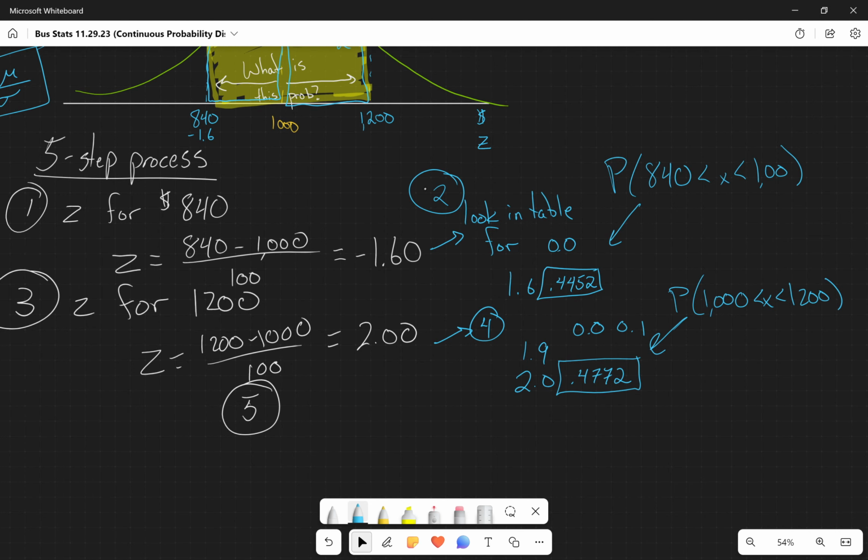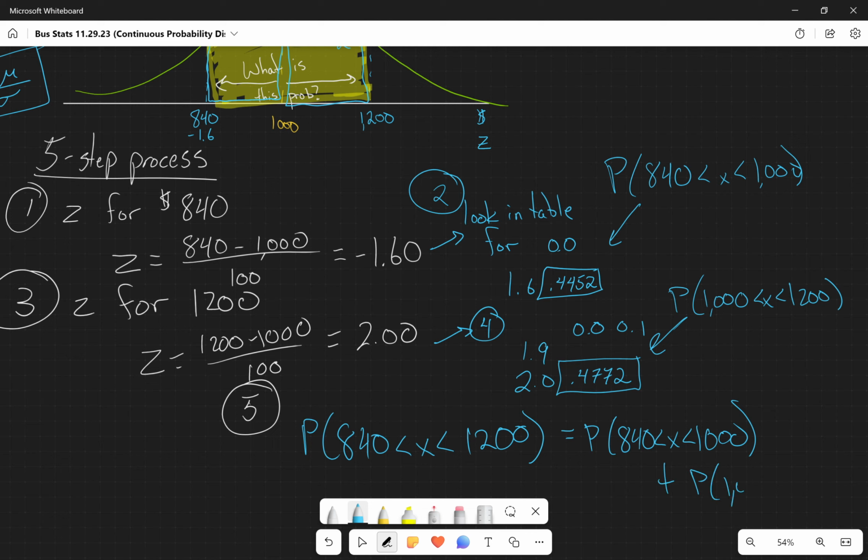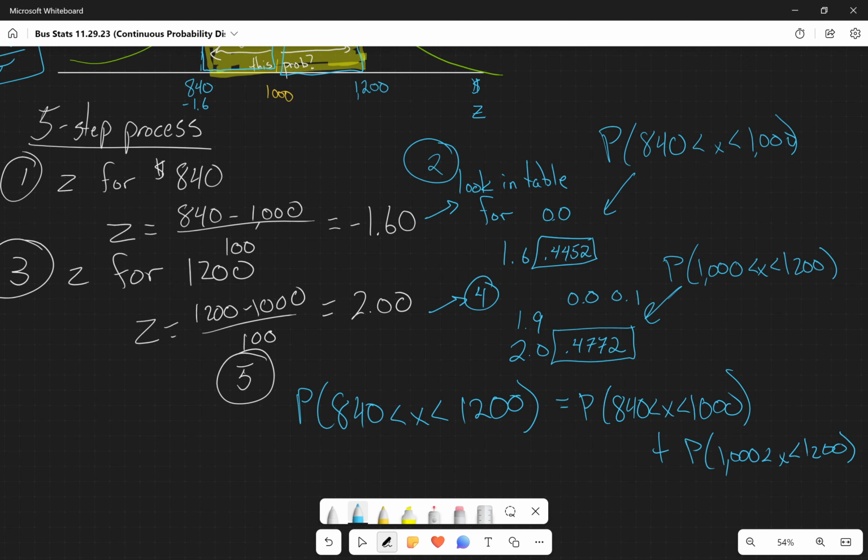So when we're asked what's the probability of the weekly income being between 840 and 1,200, this is going to be these two combined. So this is going to be 0.4452 plus 0.4772, which is going to give us 0.9224.